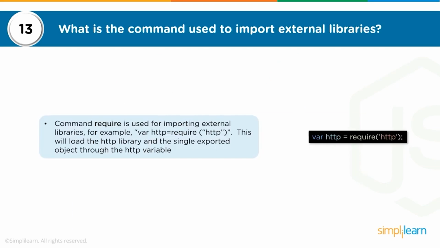So what is the command used to import an external library? To import an external library, the command is the require command. An example we have here is you start a variable for HTTP, and then you require the HTTP service. That means that the application itself won't run unless the external library, the HTTP library, is installed.